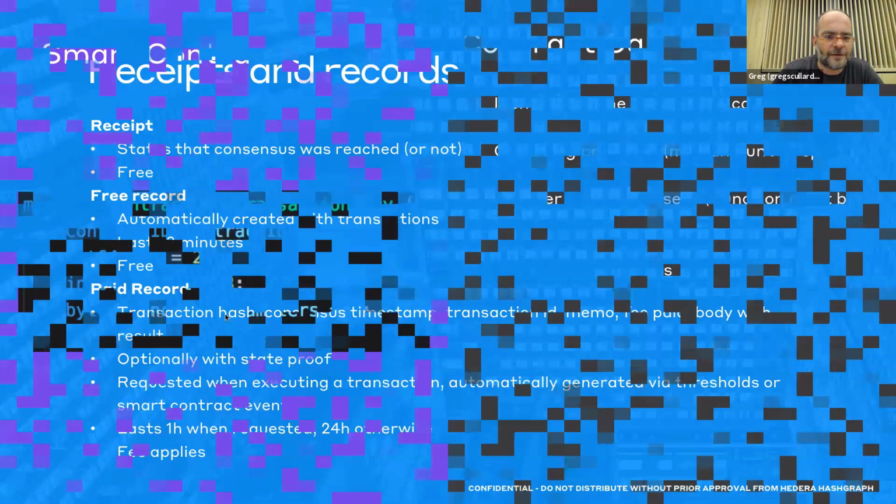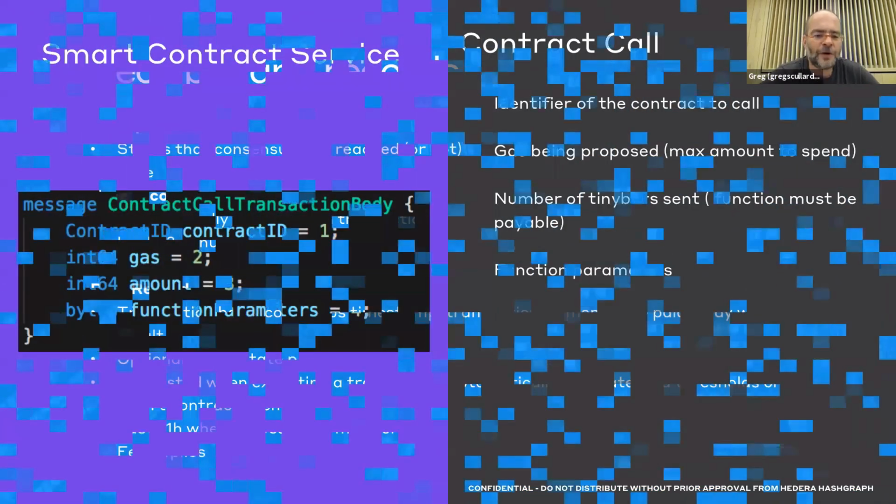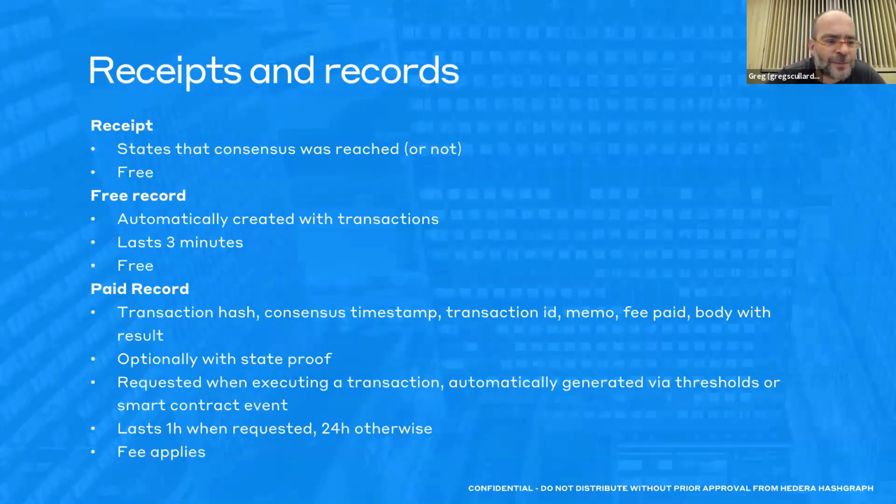And sorry, that's it for smart contracts. I haven't spotted the next slide. We're coming close to the end, so just bear with me for a few more minutes. We're nearly at the top of the API mountain. So, receipts and records.